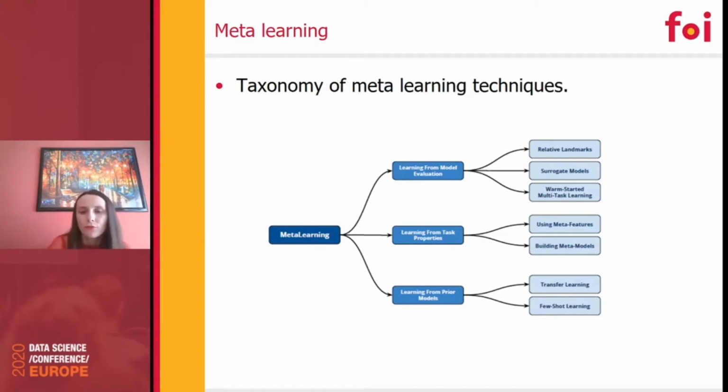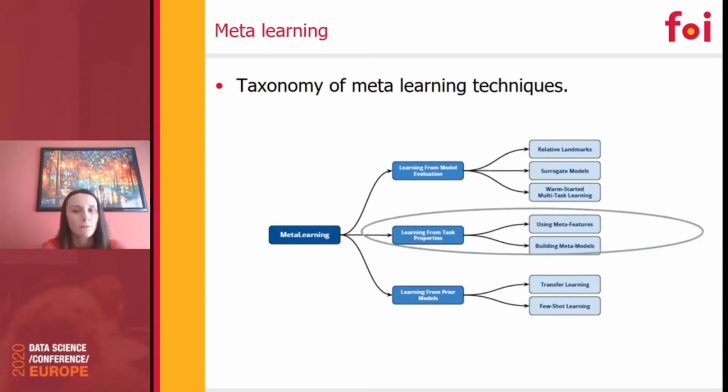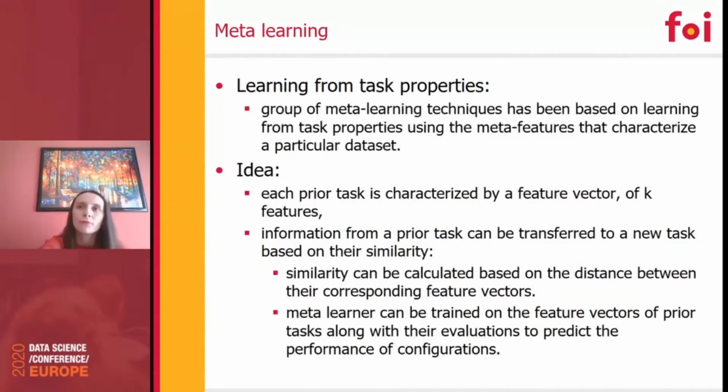In this project, we are focused on second group, learning from task properties, where we are using meta features, and based on those meta features, we are developing meta models. So a few words about this approach to meta learning. Those techniques have been based on learning from task properties, and they are using so-called meta features to characterize particular data set. The basic idea of this learning is that each task is characterized by a feature vector, which consists of certain number of features.